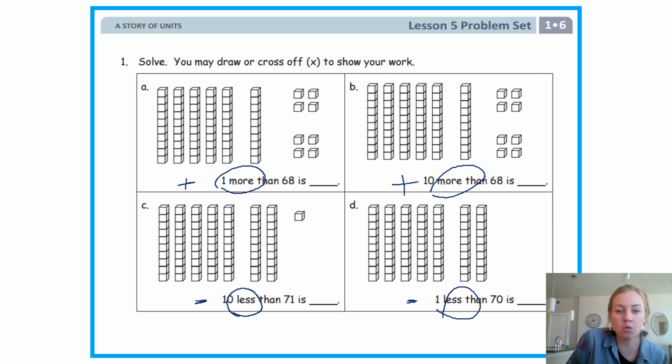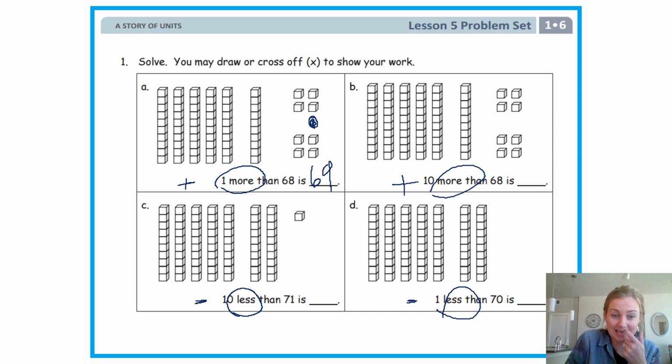So 1 more than 68 is, if I want 1 more, I'm going to draw 1 more, not a 10, I just want a 1 more. So 1 more than 68 is 68, 69, good.